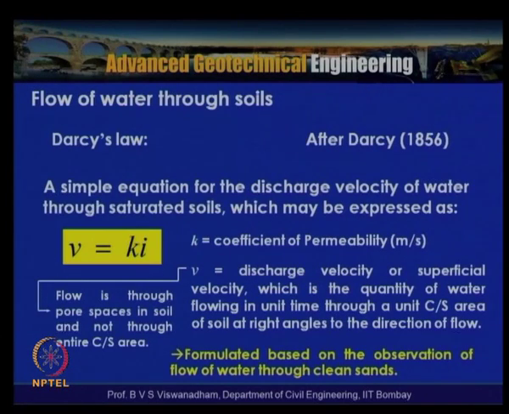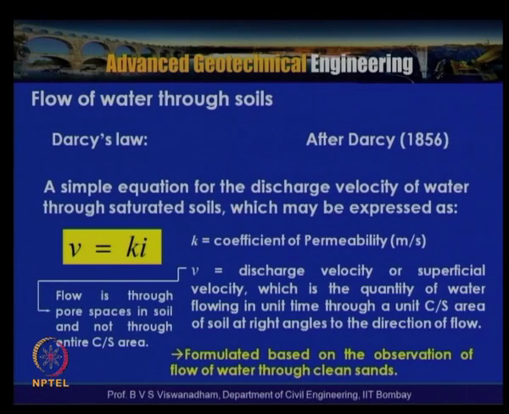This relationship between the discharge velocity and hydraulic gradient was given by Darcy way back in 1856. It is a simple equation by which the discharge velocity of water through saturated soils can be expressed: V is equal to Ki, which is popularly known as Darcy's law, where K is the coefficient of permeability, with units of meter per second, also called Darcy's coefficient of permeability.